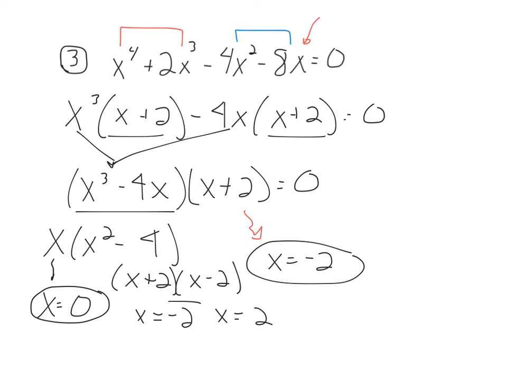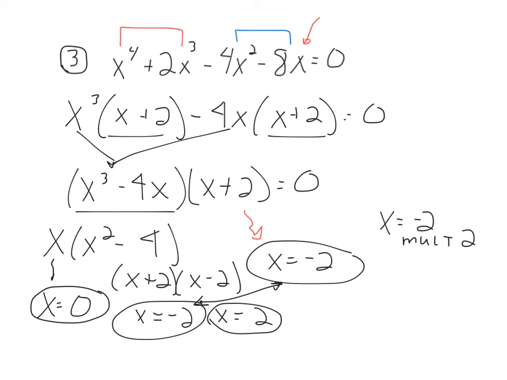But notice that when I circle these, I notice that I get 2 answers that are exactly the same. And we just previously learned that if we have 2 of these, we're going to go ahead and say it's x equals negative 2 with a multiplicity of 2, because there's 2 of them. Other answers are x equals positive 2 and x equals 0. I'm going to just go ahead and write them all together.